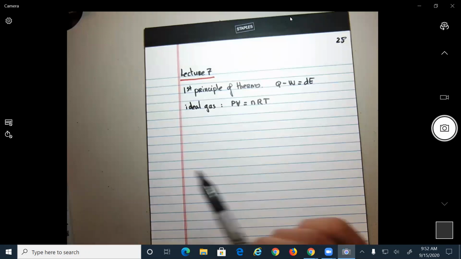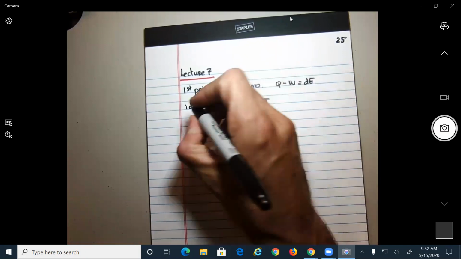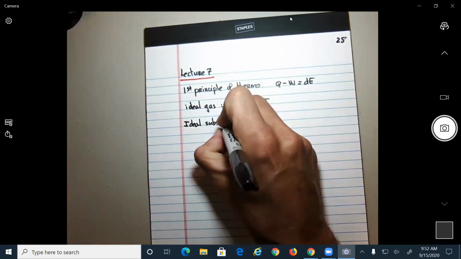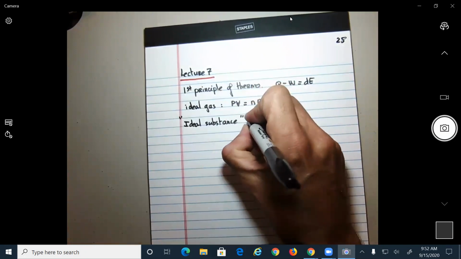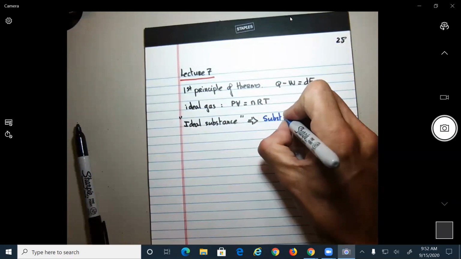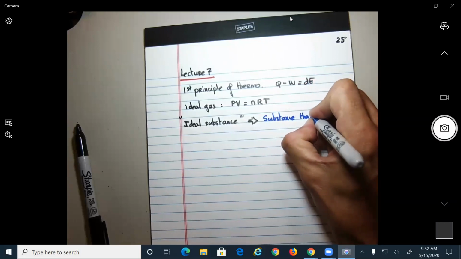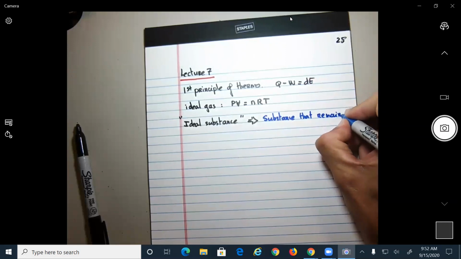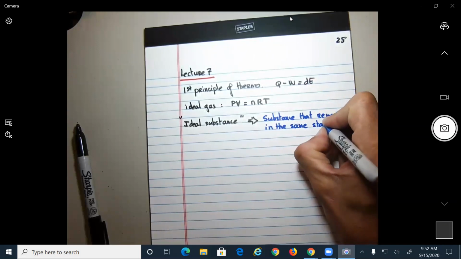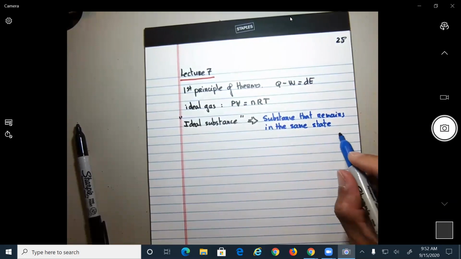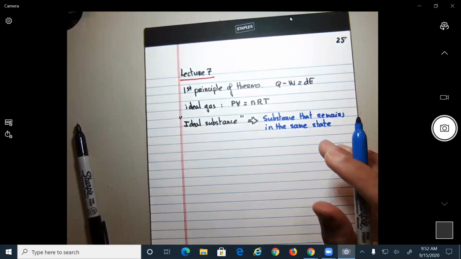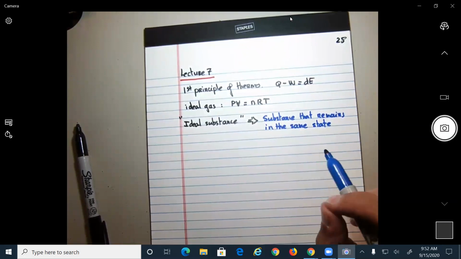Okay, and one more thing that I think I mentioned in the class notes: when you have an ideal gas, or an ideal substance, what I call an ideal substance is basically a substance that remains in the same state. If it remains in the same state, that implies that the properties of that substance are more or less going to be constant, because remember, the state of a substance is determined by the value of its properties.